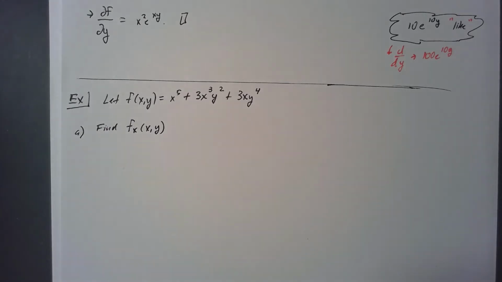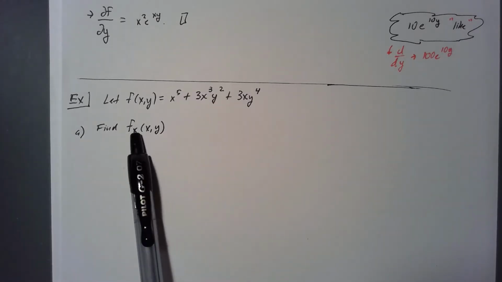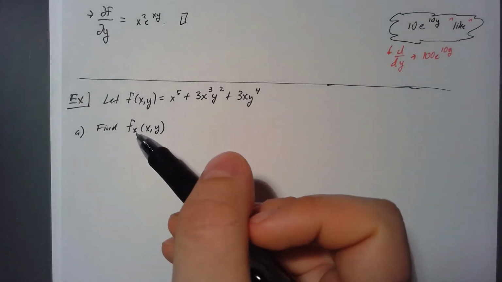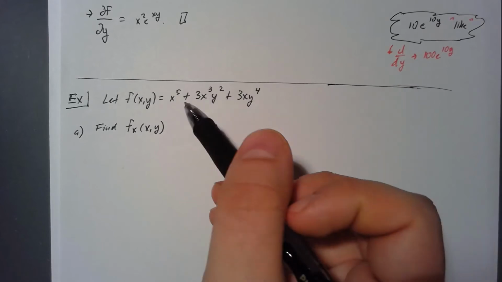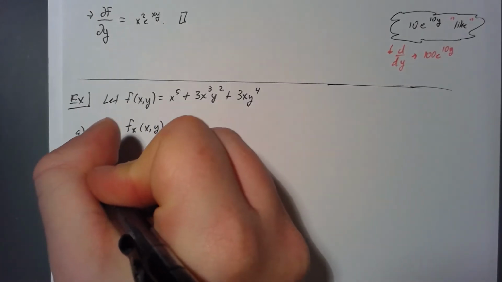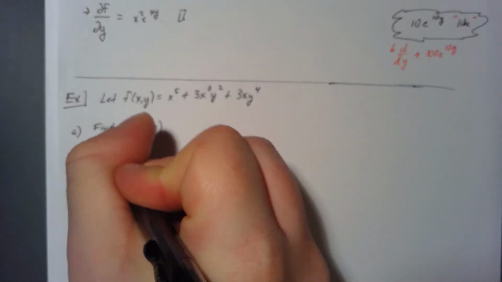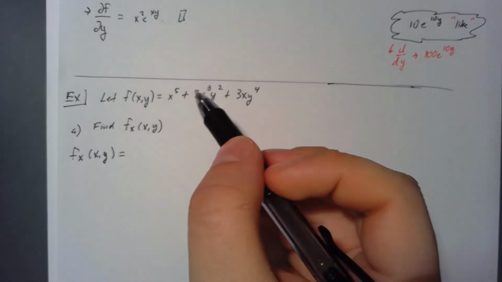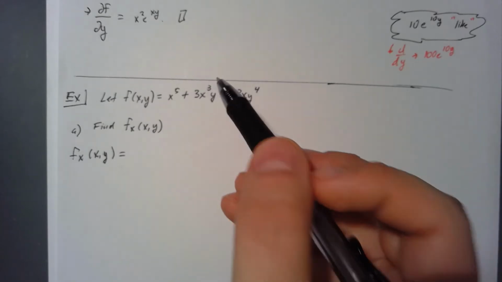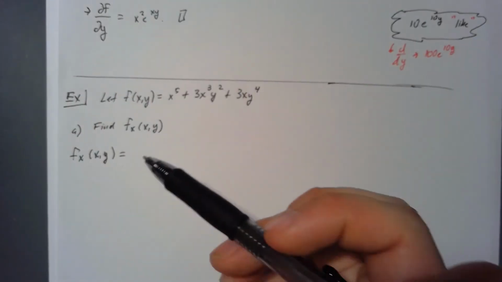Okay. Let f of xy be equal to x to the fifth plus blah, blah, blah, blah, blah. Find the partial derivative of x. So find the partial derivative of f with respect to x. So that means we're holding y constant, right? So whenever you see x, you differentiate it normally, but now you're just making y a number.